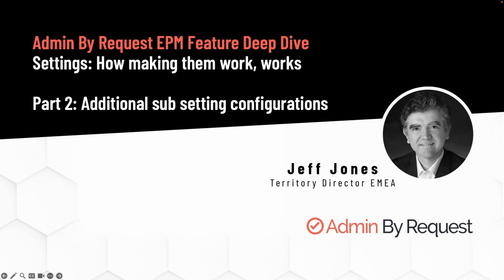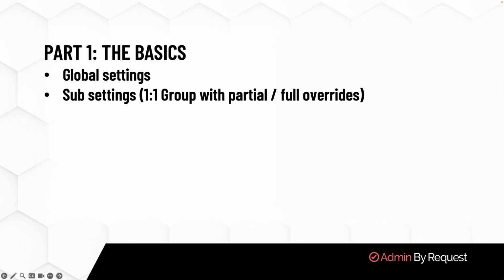And just a quick recap, in part 1 we had a look at the basics, so that would be global settings and what they're all about, how you configure those, and then we looked at two, I think, of the most common configurations of subsettings, which is where you have one subsetting to a group and you've either configured some of the settings or partial overrides from global, or maybe you've gone in and done a full override from global settings as well.